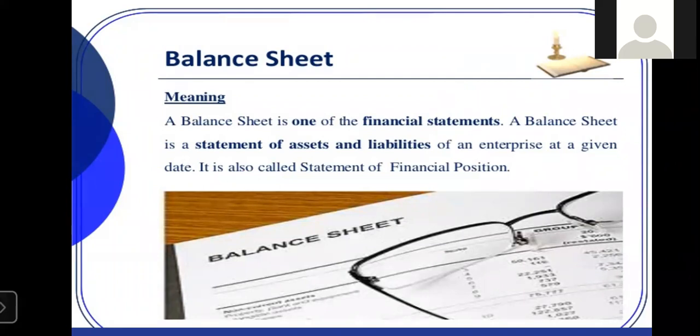Our first topic is the balance sheet. First is the meaning of balance sheet. A balance sheet is one of the financial statements. A balance sheet is a statement of assets and liabilities of an enterprise at a given date. It is also called a statement of financial position.